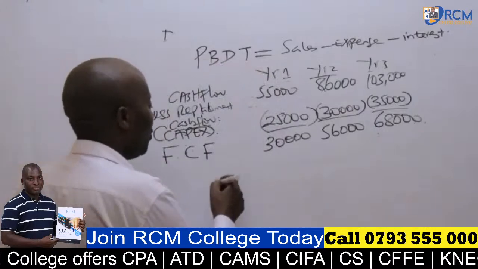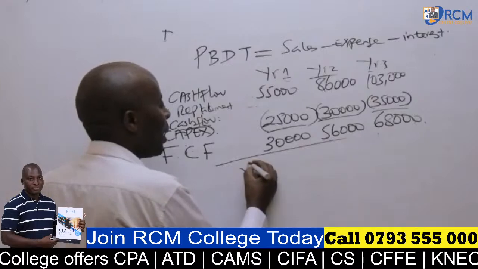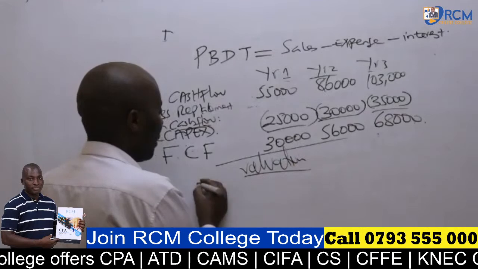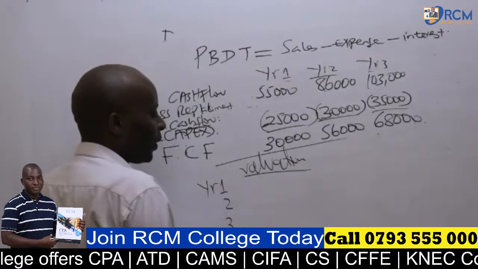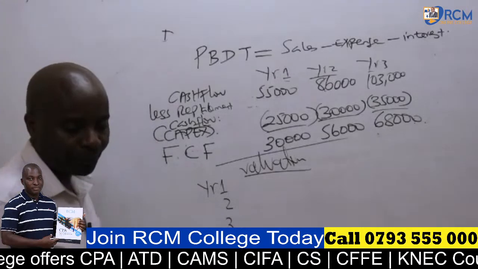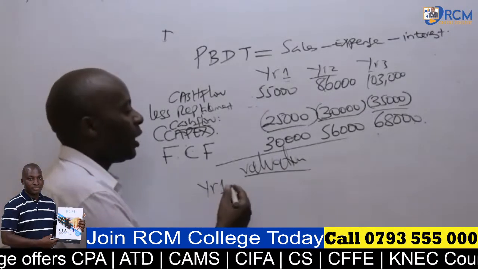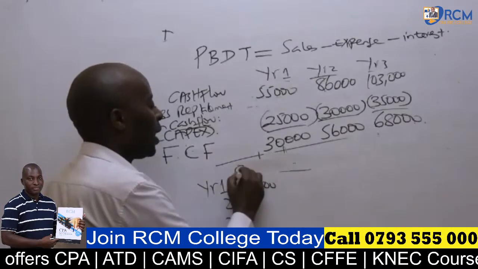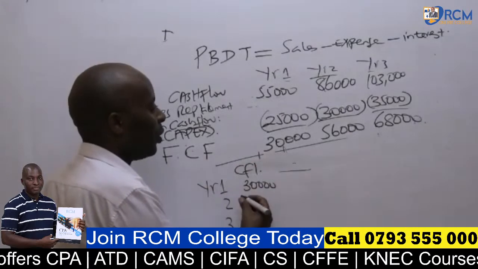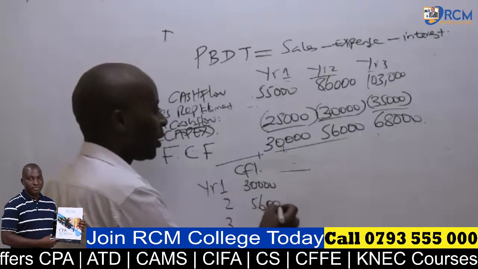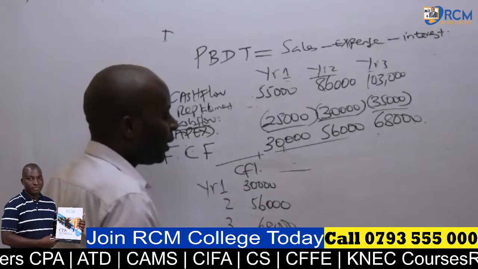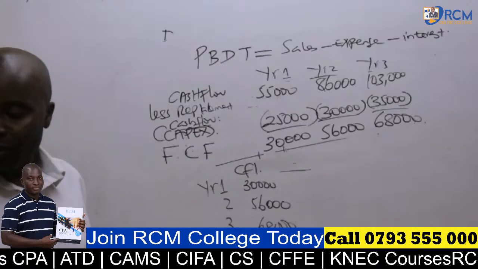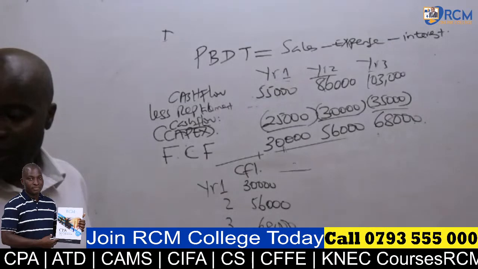So then what we will do is talk of valuation of the farm. So we have year 1, year 2, year 3, and then we have infinity. Year 1 cash flow is 30,000, year 2, 56,000, year 3, 68,000, and then the infinity cash flow we need to look for.